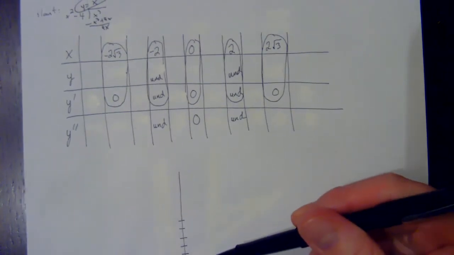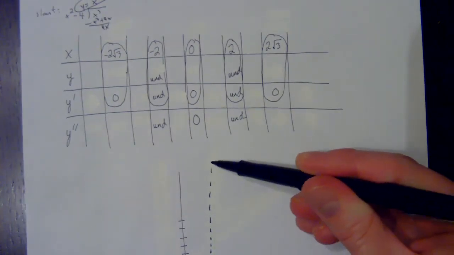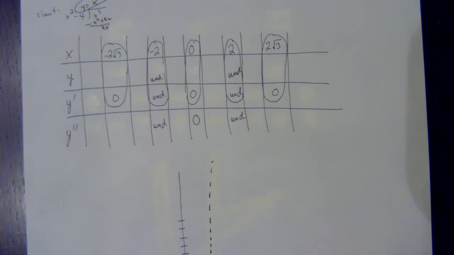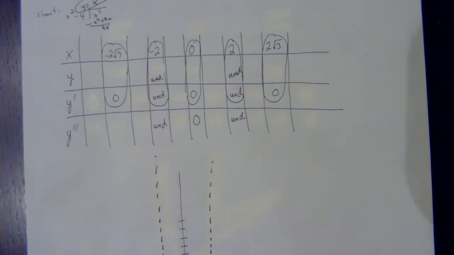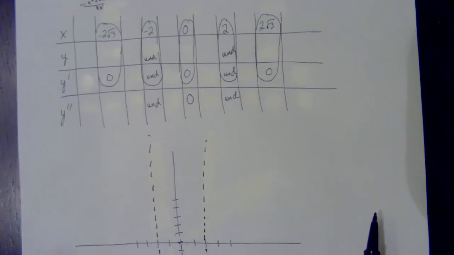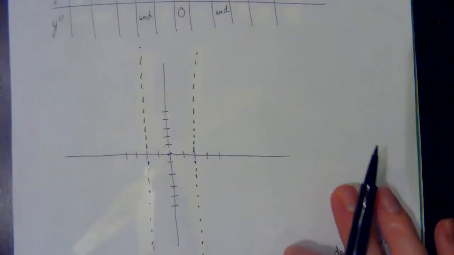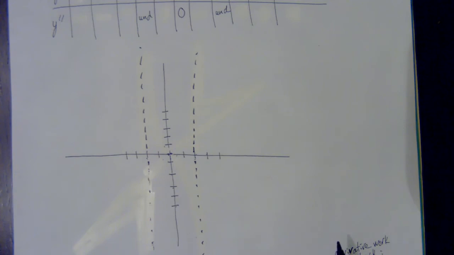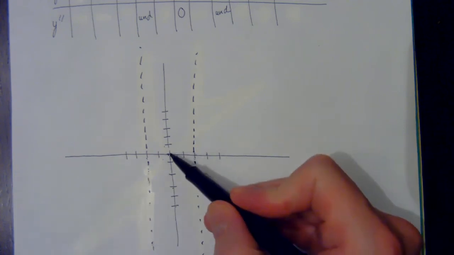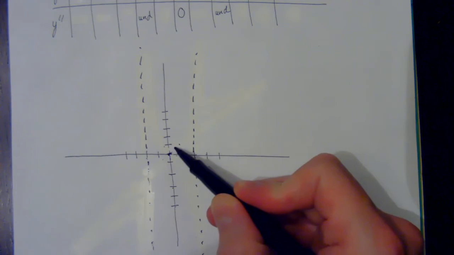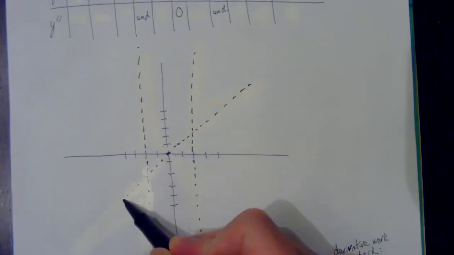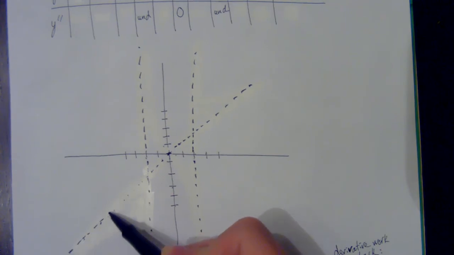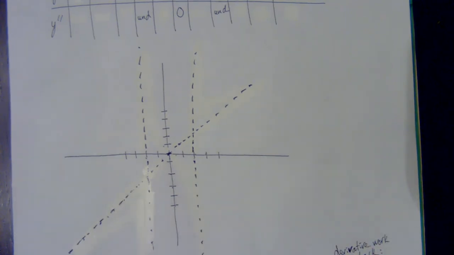You can go x equals 2 and negative 2 as the vertical asymptotes. And then you got y equals x as your slant asymptote. There's a graph there. You got your vertical asymptotes. So 0, 0, 1, 1, 2, 2. The slant asymptote is going to be going like this. All right, so we got those on there.